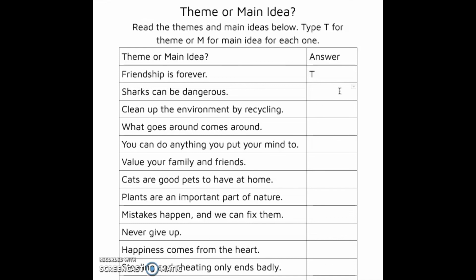Sharks can be dangerous. Here's where you have to start thinking, is this something that can be applied to lots of stories or texts? Or is it something that's very specific about a specific topic? All right, I'm going to leave it to you. It's your job to get this assignment done.